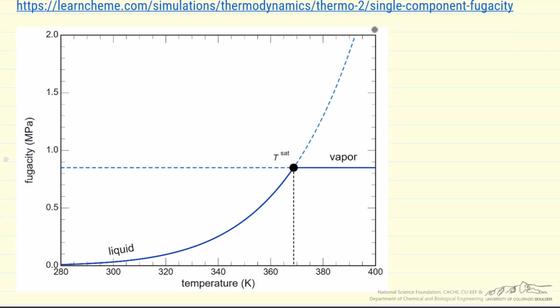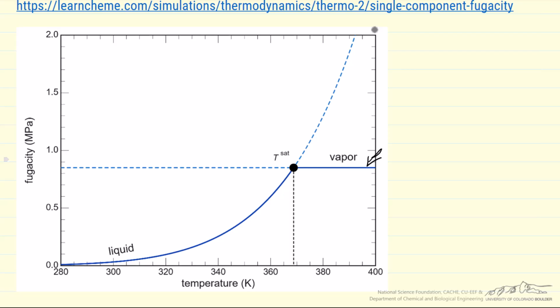First thing to point out is fugacity has units of pressure. This is a function of temperature at constant pressure, and the pressure is 0.85 megapascals. One reason we know that is we're assuming ideal gas here. So in the vapor phase, the fugacity is equal to the pressure of this pure component, which is 0.85 megapascals. So in the vapor phase, for these conditions, ideal gas, fugacity doesn't change as we change the temperature. It's just equal to the pressure of the system.